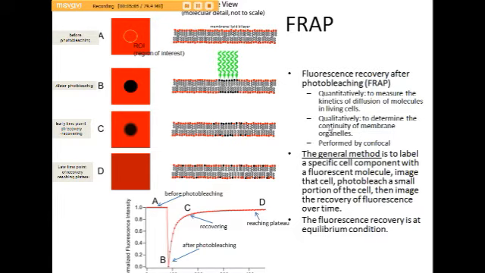Another, more general application of FRAP is qualitative. We can use it to qualitatively determine the continuity of membrane organelles. Later I'm going to give you one example. FRAP is generally performed on a laser scanning confocal microscope. This is because, as we discussed before, laser scanning confocal is able to do random scanning patterns. And take note that the fluorescence recovery is always at equilibrium condition.